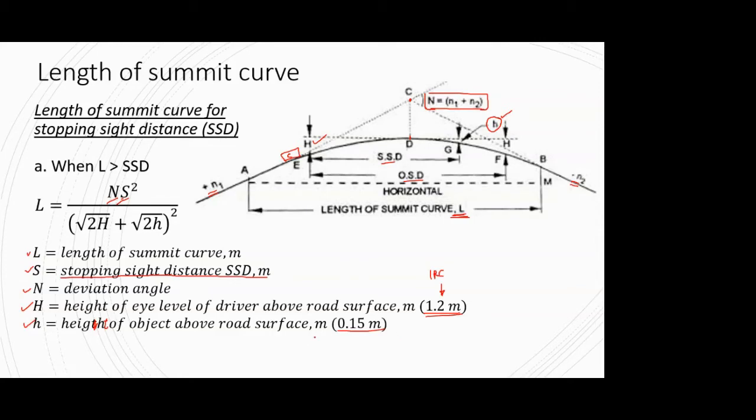And if I substitute the values of capital H and small h in this formula, I get L is equal to NS square upon 4.4. So if you are going to adopt the standard values of 1.2 and 0.15, then you can directly use this formula of L is equal to NS square upon 4.4.